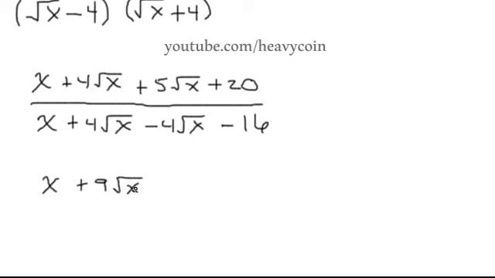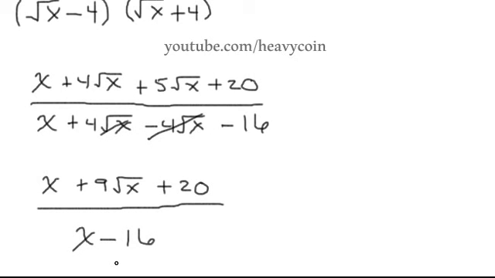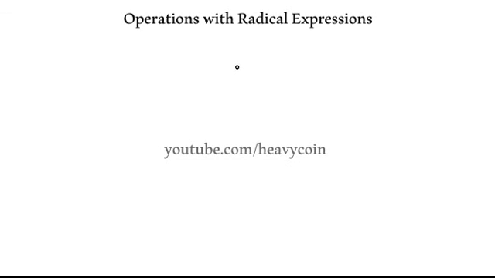Square root of x, and then plus 20. And that's as far as we can go on that. And of course, those guys are going to cancel out. That's the whole idea, the reason if I have a minus here, I'm going to put a plus here. And so we're left with x minus 16, so we got the radical out of the denominator.